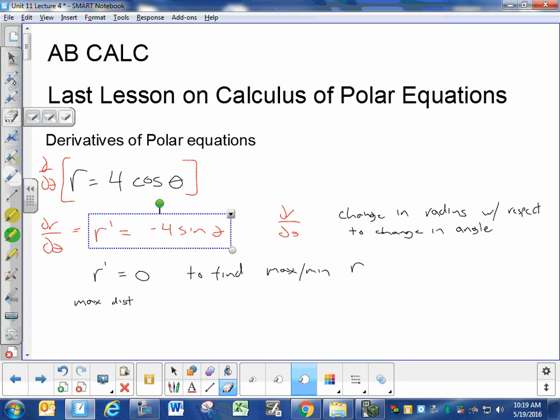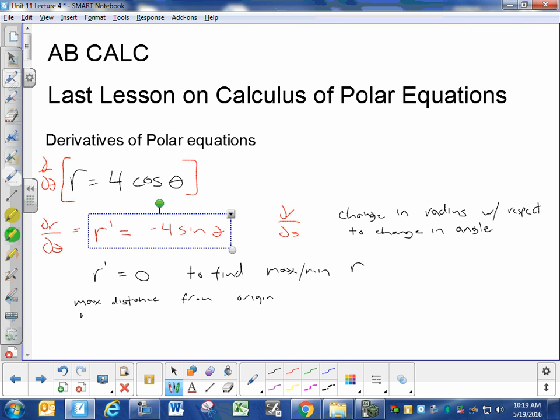Like if I asked you what the max or the min distance from the origin is for r equals 4 cos theta, what would I do? Well, I would take negative 4 sine theta, set it equal to 0, and what do I get, Mr. Siddiqui?